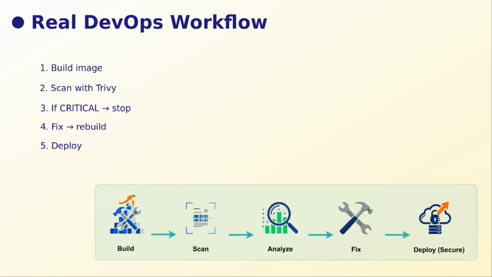Real DevOps workflow. Finally, let's connect everything to a real DevOps workflow. Here is how it works in practice. First, the developer builds a Docker image. Then the system automatically runs a Trivy scan. If a critical vulnerability is found, the pipeline stops immediately. The developer must fix the issue and rebuild the image. Only when everything is safe, the application is deployed. This ensures that only secure applications go to production.